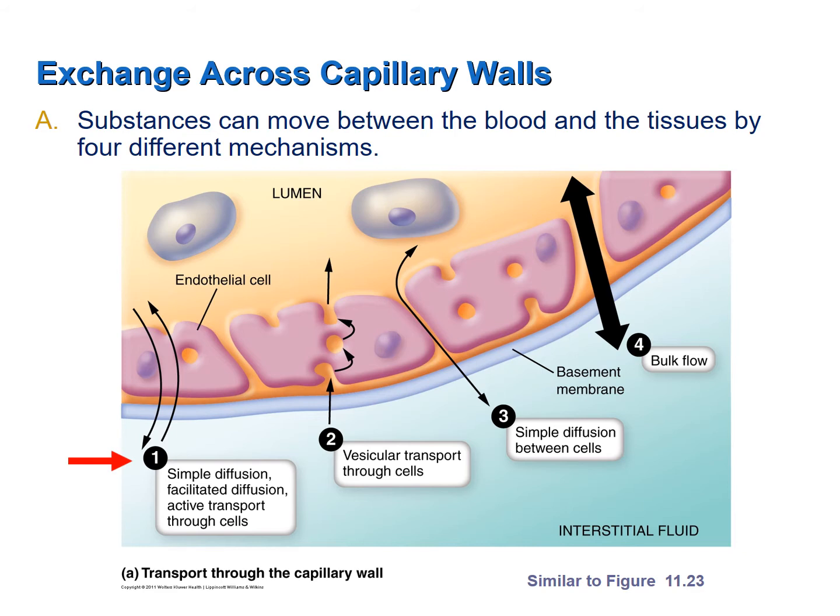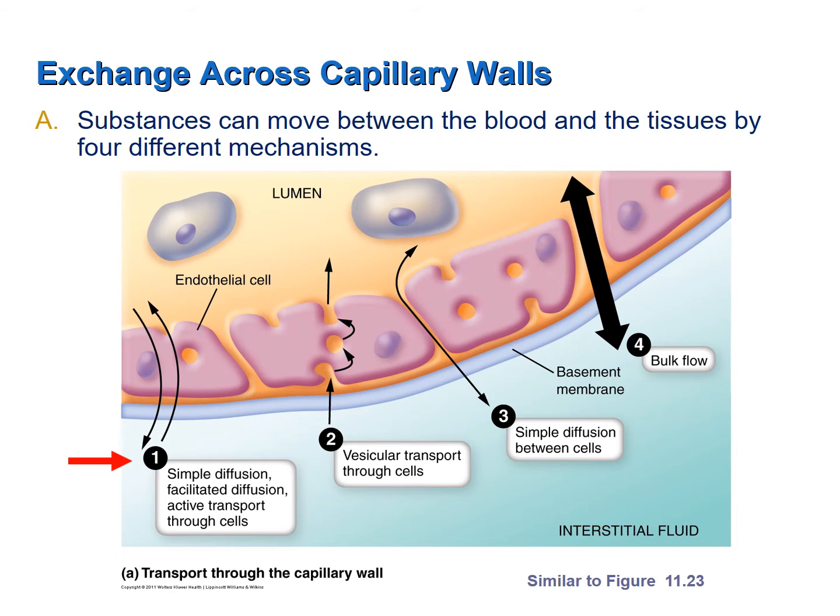Now, thinking about simple diffusion, what type of substances can diffuse across the plasma membranes of the endothelial cells to either enter or exit the capillary? If you said nonpolar or hydrophobic substances, you are correct. So some lipids and respiratory gases such as carbon dioxide and oxygen can move by simple diffusion either into a capillary or out of a capillary because they can diffuse right across the plasma membranes of the endothelial cells as shown here at position 1.